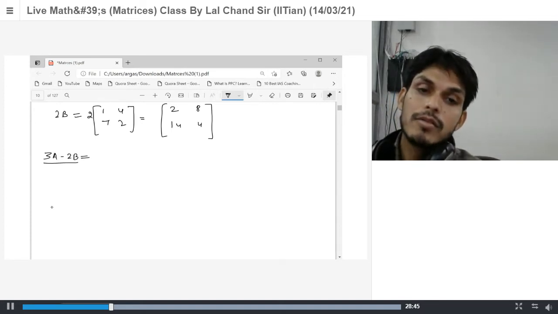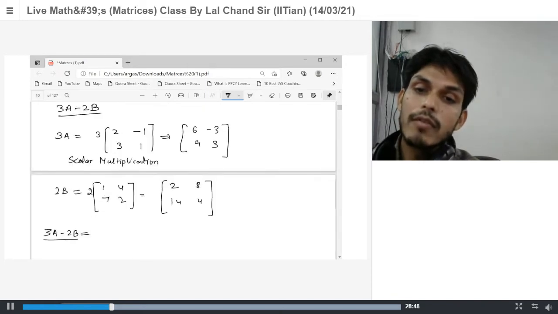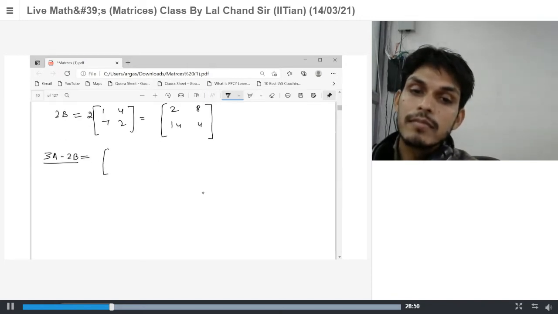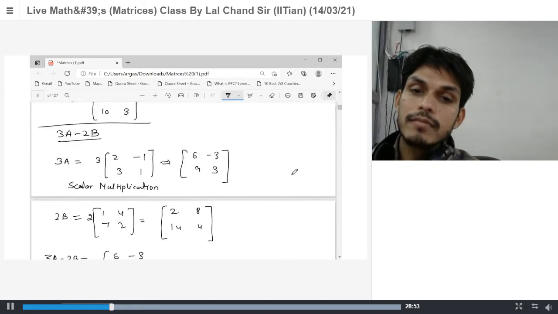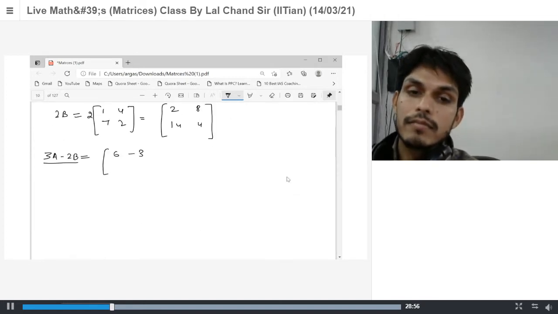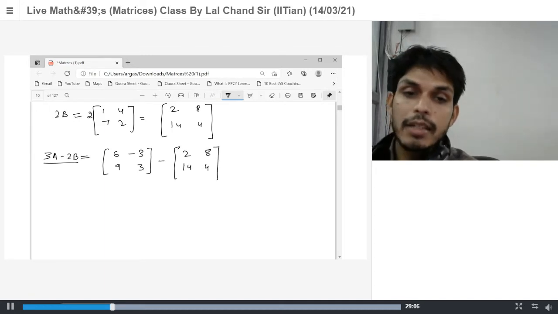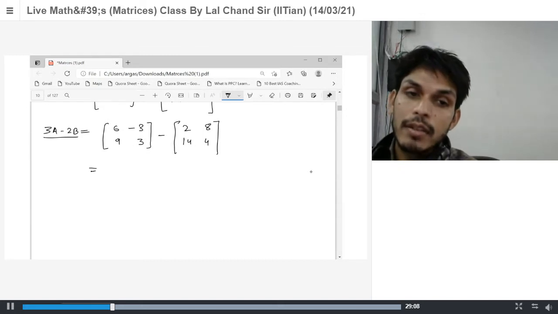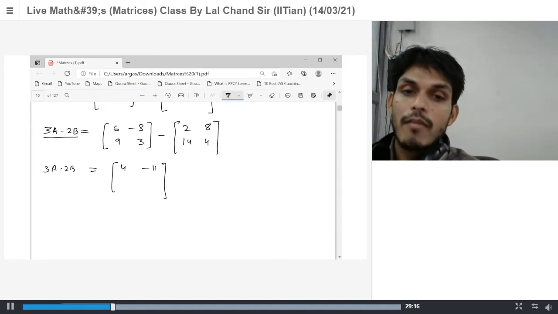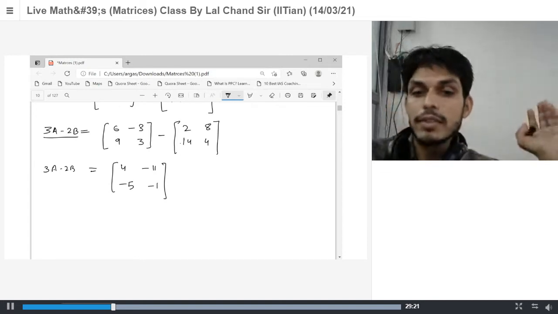Now I need to find 3A minus 2B. What is the value of 3A? This is the value of 3A: 6 minus 3, 9 3, minus, what is the value of 2B? 2 8, 14 and 4. If we subtract these two matrices, finally I have 4 minus 11, 5 minus 1. This is the final answer of this particular question.